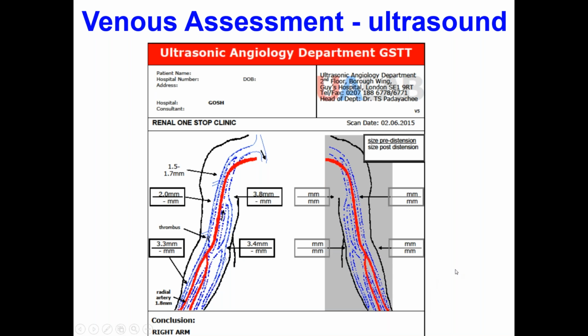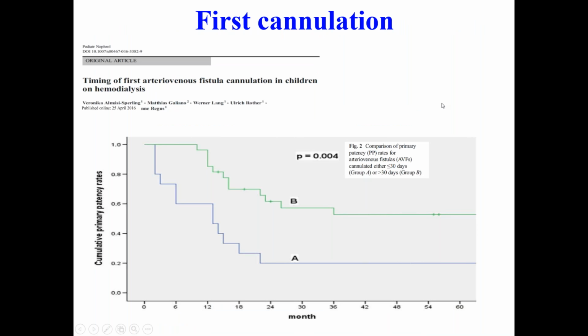I'm going to fast forward a little bit now to talk about fistula cannulation. So typically after a fistula is formed, we advocate a period of maturation for the fistula, and this period could be between 4 to 6 weeks. It needs a further assessment, of course a clinical and an ultrasound assessment at that stage. But the timing of the first cannulation is extremely important.